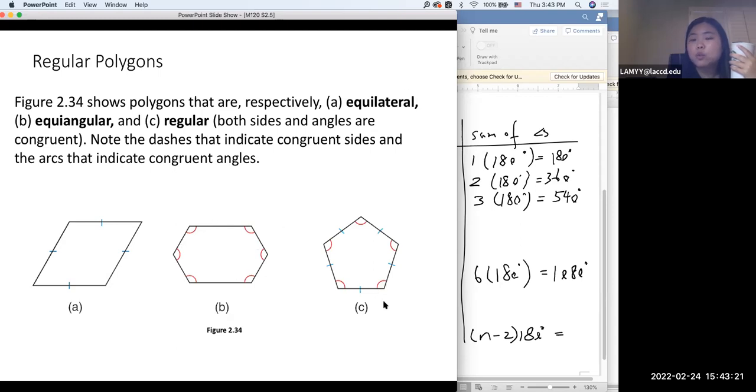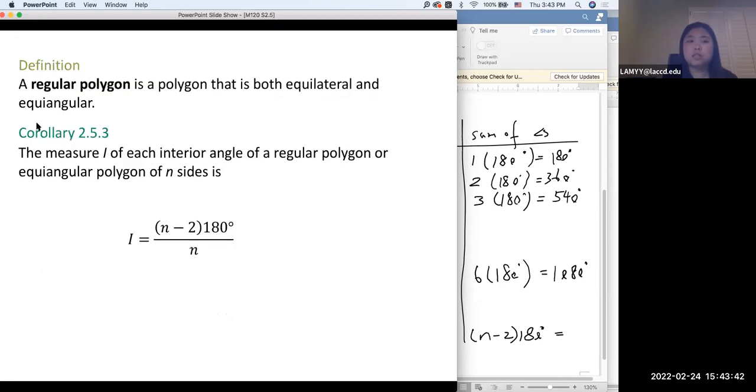C, we call this the regular. Regular means they are equilateral and also equiangular. All sides are equal and all the angles are equal. Remember these were regular polygons, equilateral and equiangular. So that's a definition. A regular polygon is a polygon that is both equilateral and equiangular.